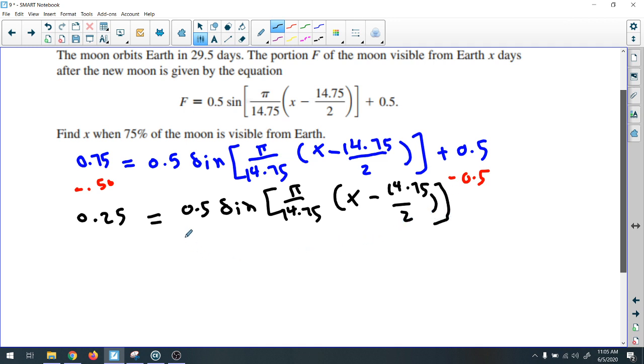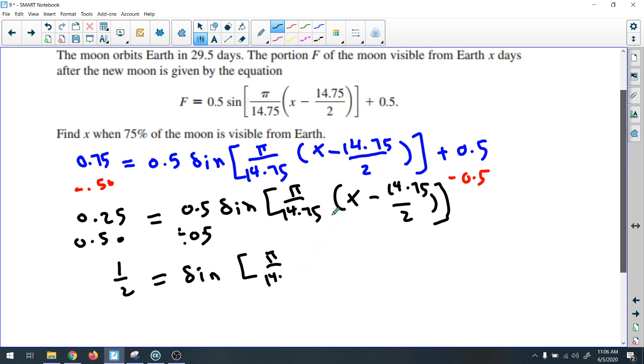Second, we divide both sides by a half. Divide here by 0.5, divide here by 0.5, and when you divide 0.25 by 0.5, it will be a half. So a half equals sine of pi over 14.75 times the quantity x minus 14.75 over 2.